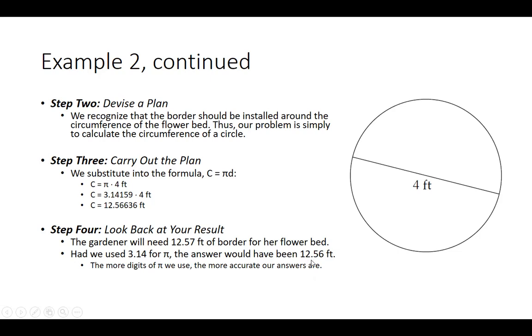If we had bought exactly 12.56 feet of fencing, we would have ended up 0.01 feet short. It would not connect. But if we had 12.57 feet of border, we'd be able to make it all the way around. So the more digits of pi we use, the more accurate our answers are.